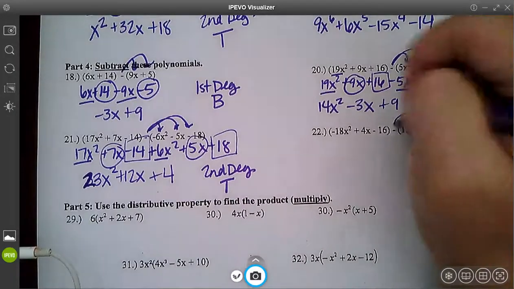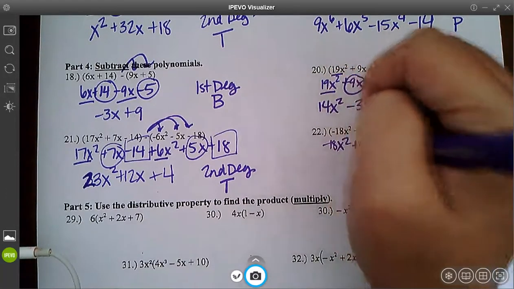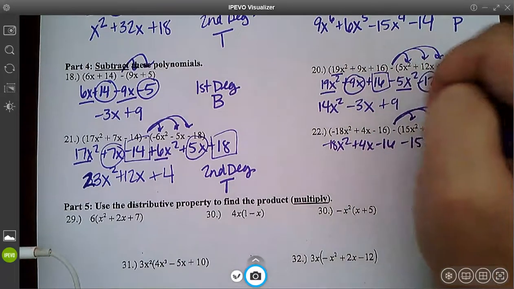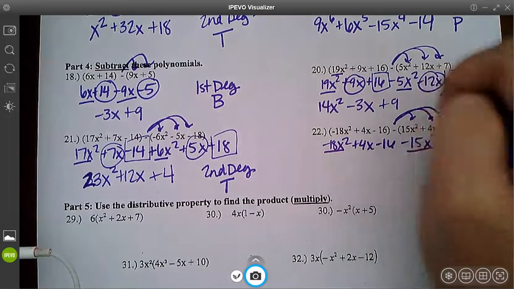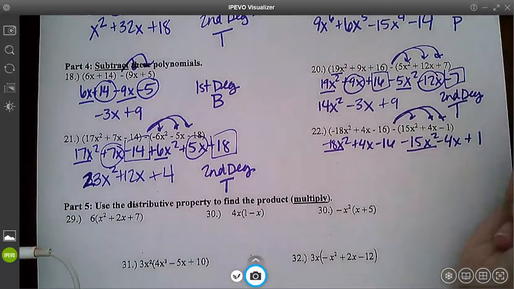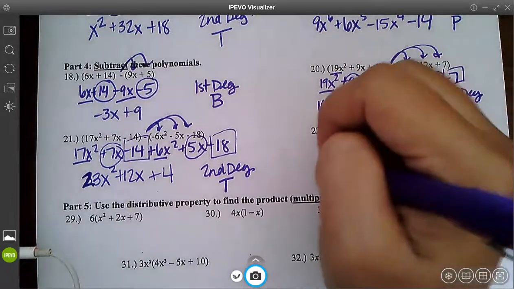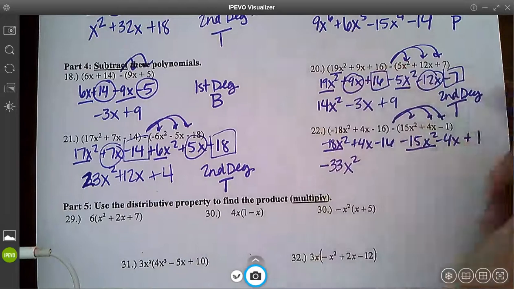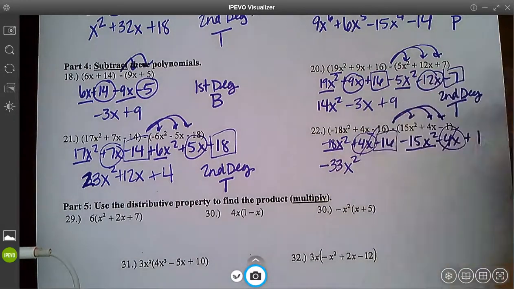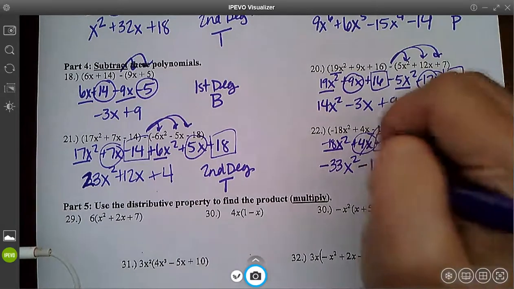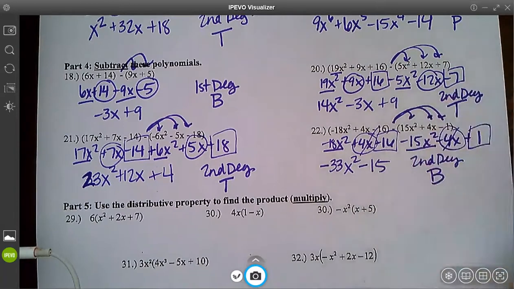And then the last one, negative 18x squared plus 4x minus 16 minus 15x squared minus 4x plus 1. Combine your like terms. You get negative 33x squared. Your 4x and negative 4x cancel out. Negative 16 plus 1 is negative 15. This is a second degree binomial because it has two terms.